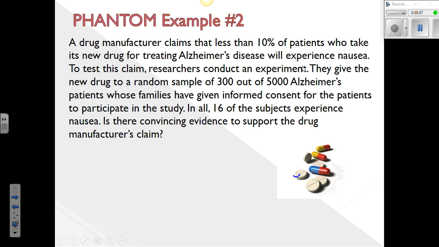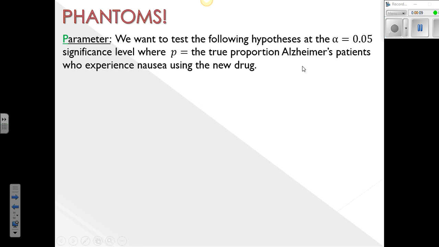So for example 2 here, we want to test the following hypotheses at the alpha equals 0.05 significance level, where p is equal to the true proportion of Alzheimer's patients who experience nausea using the new drug.